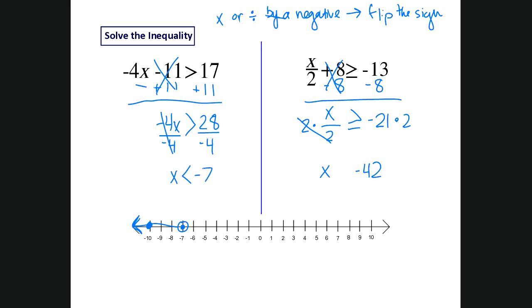Okay, good. Those people that answered so far are right. My sign does not change directions because I never divided or multiplied by a negative number. I multiplied by a positive 2. That didn't count, so my sign stayed the same direction.